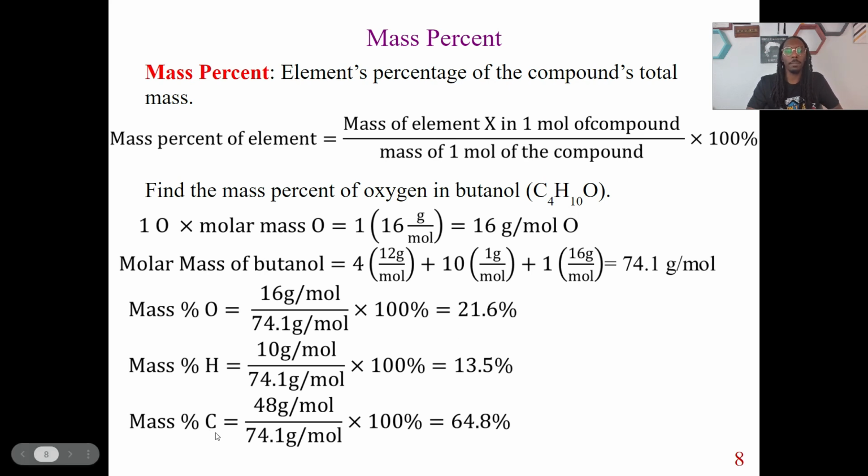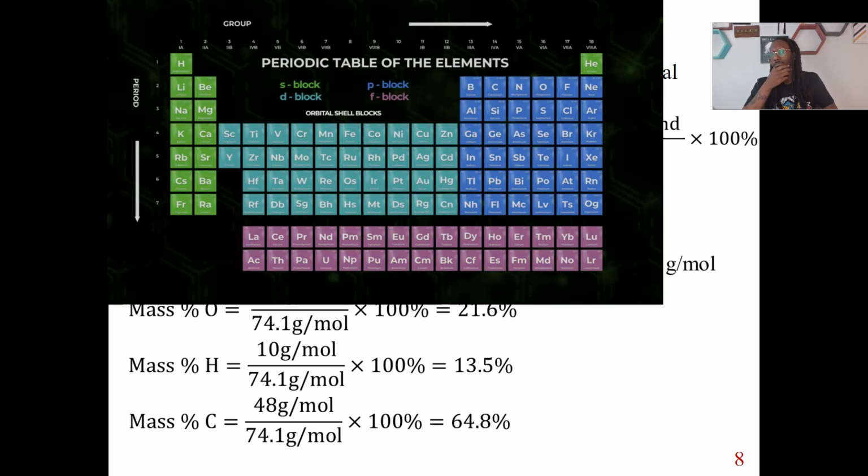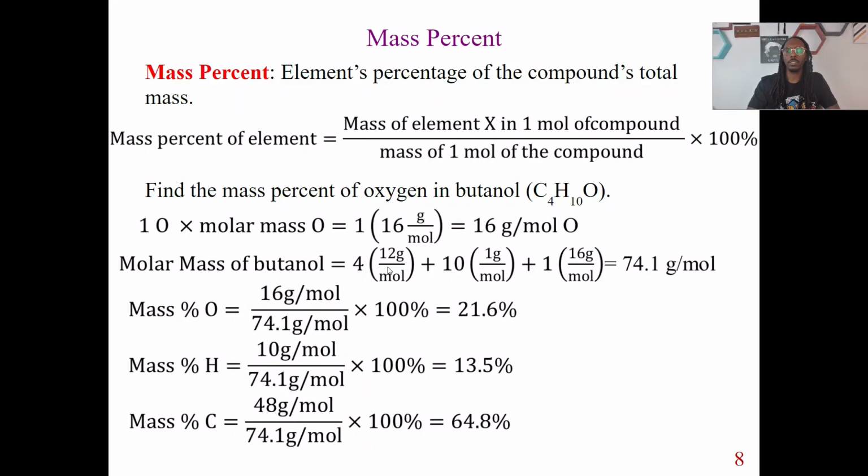So basically, if I want to figure out my mass percentage of carbon, I'm going to take my 4 carbons that I have here in my chemical formula, and then I'm going to times by 12. Where am I getting the 12 again, Dr. J? Periodic table. Telling y'all, the periodic table is about to be your best friend. So you're going to have 4 times 12. That's going to be 48 grams over moles. It's the molar mass. And then from here, just divide by our molar mass of butanol, 74.1. Now, once we divide and multiply by 100%, we're going to see that the mass percentage of carbon, which is the most of this compound here, is 64.8%.